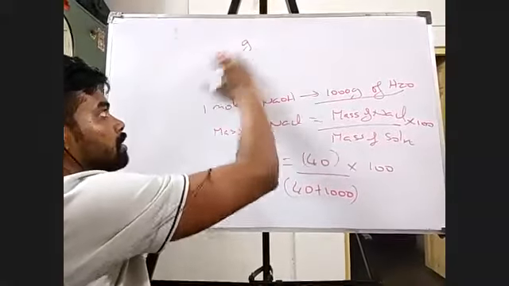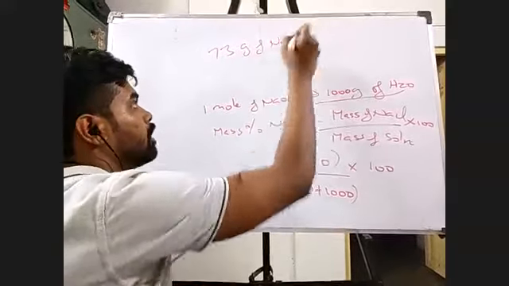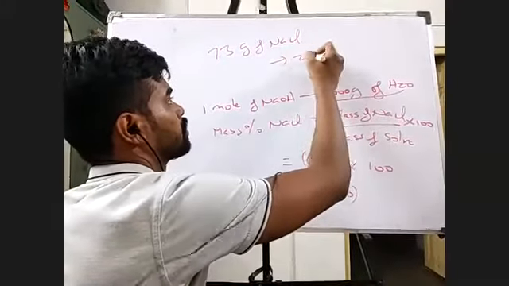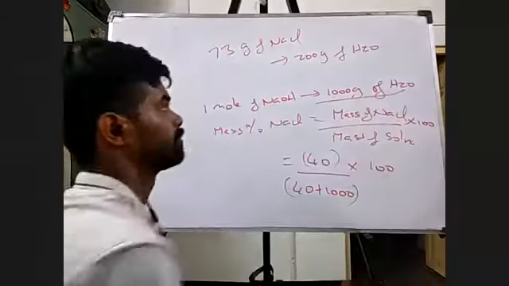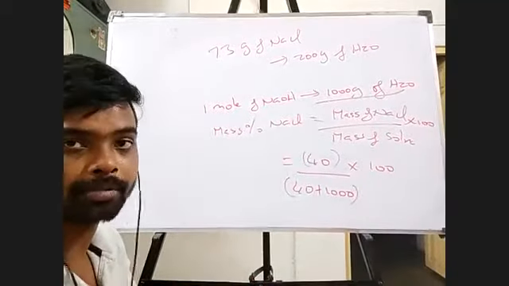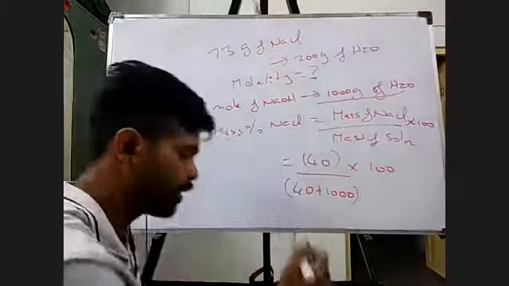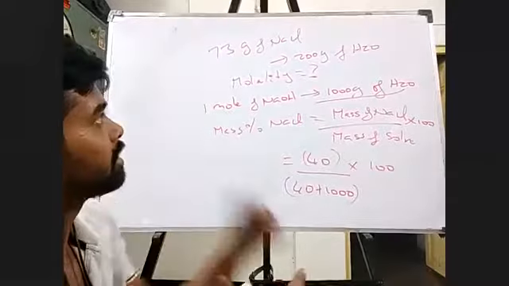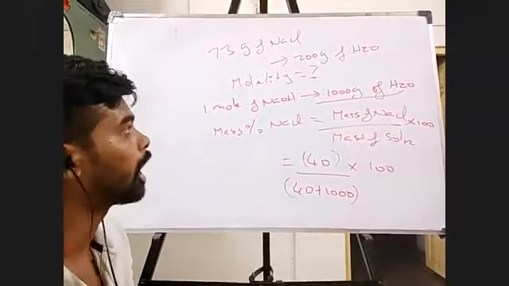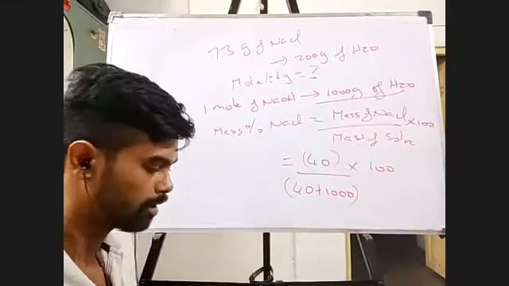73 grams of NaCl was dissolved in 200 grams of water. Okay, 73 grams of NaCl is dissolved in 200 grams of water. Right? Tell me the molality. Quickly do it. I want to know what is the molality. Just go for the formula and substitute.